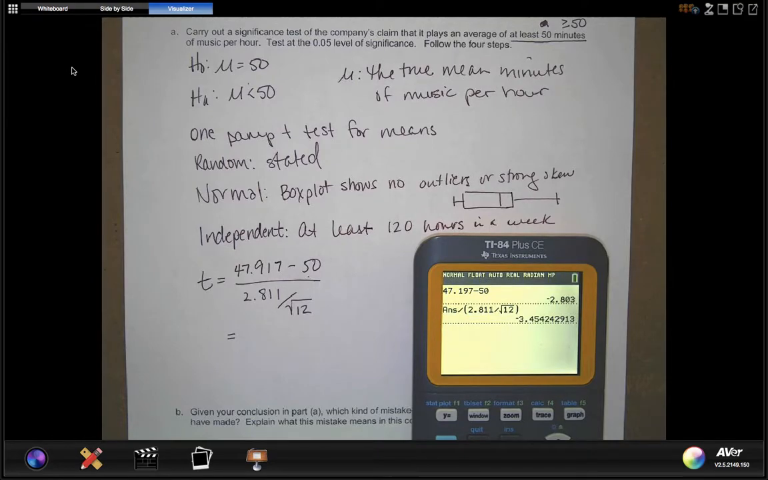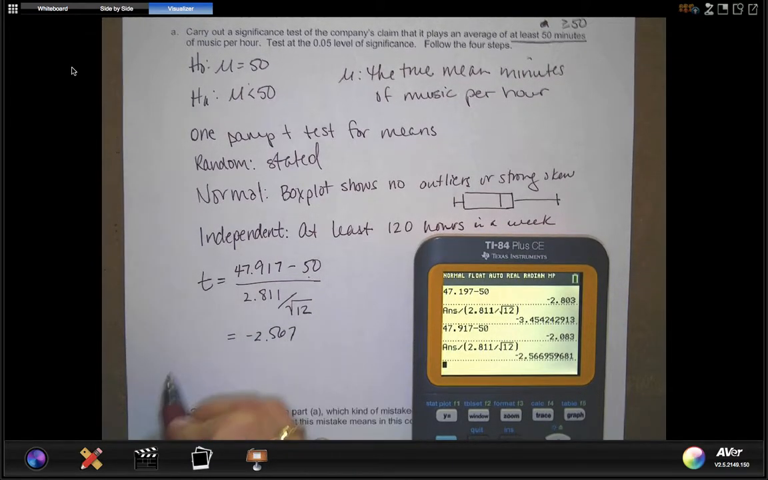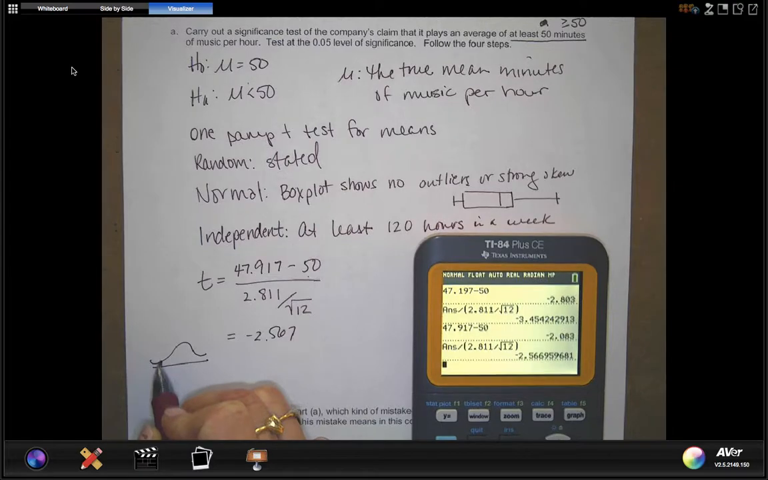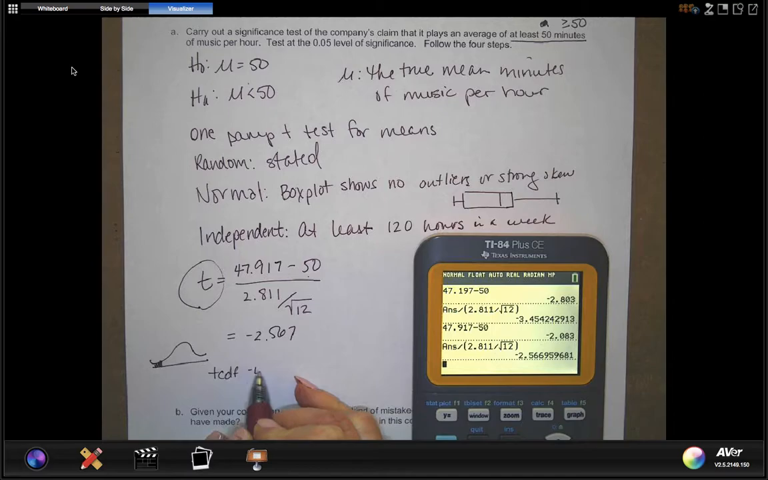And I think I did something wrong. That's because up here I typed it wrong. Oops. All right, that's better. All right, if I want to define my p-value, so I'm in this tail. This is the t-distribution. So I'd have TCDF, negative infinity, negative 2.567. My degrees of freedom are 11.